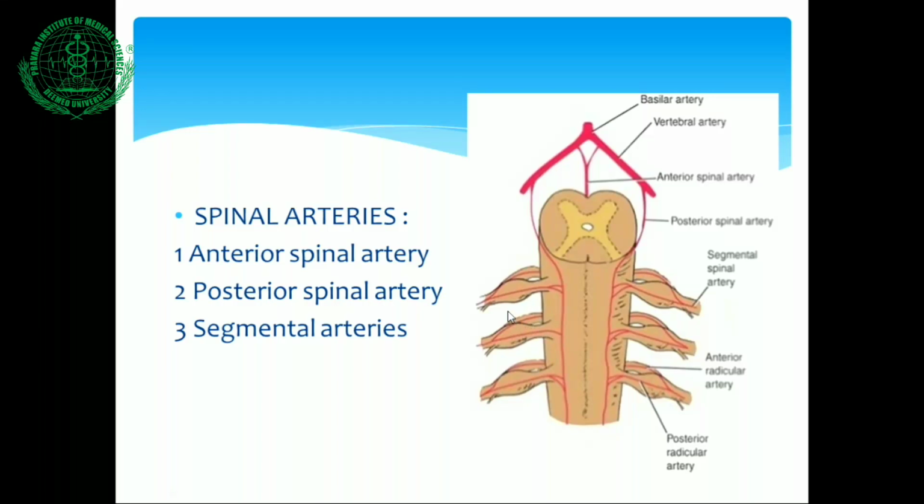Then posterior spinal artery. The posterior spinal arteries are also branches from vertebral arteries. The posterior spinal arteries run through the posterior aspect of spinal cord. The posterior spinal artery supplies the lower 2/3 of posterior aspect of spinal cord. Then segmental arteries. These segmental arteries form the radicular arteries.